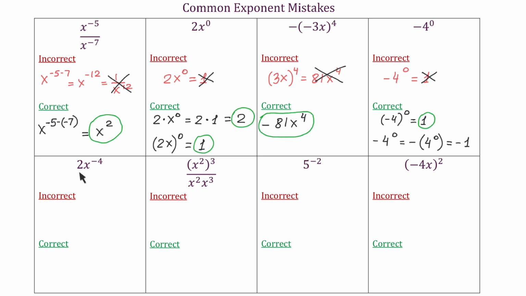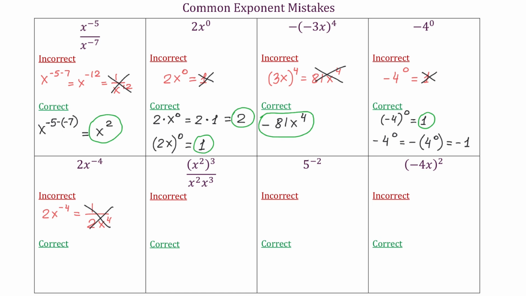Next, we have 2x to the negative 4. To simplify this expression, we have to move it down and make the exponent positive. So then, 2x to the negative 4 equals 1 over 2x to the positive 4th power. But this answer is incorrect.